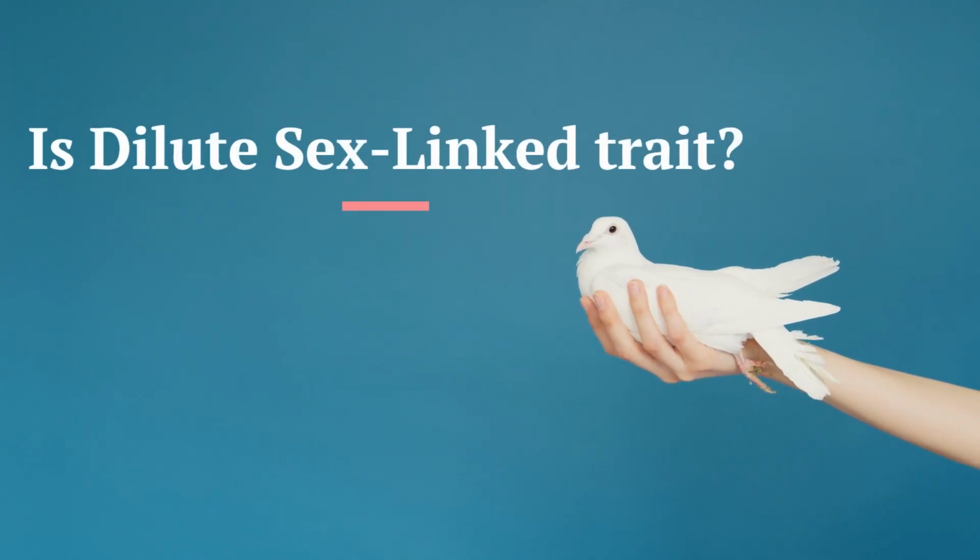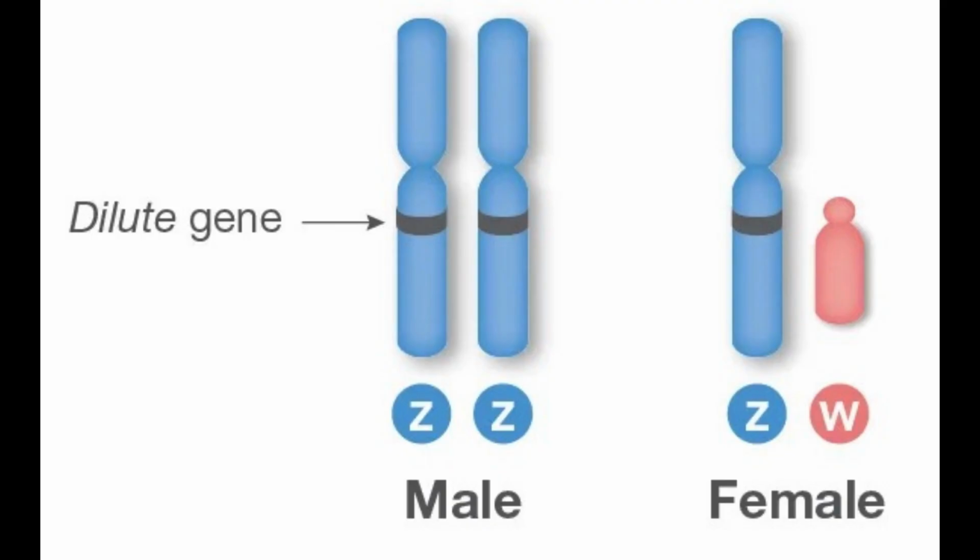Is dilute a sex-linked trait? Dilute is controlled by one gene. It is located on the Z chromosome, which is one of the two sex chromosomes in birds. The other sex chromosome, called W, does not have a copy of the dilute gene. Sex chromosomes specify whether a bird is male or female.